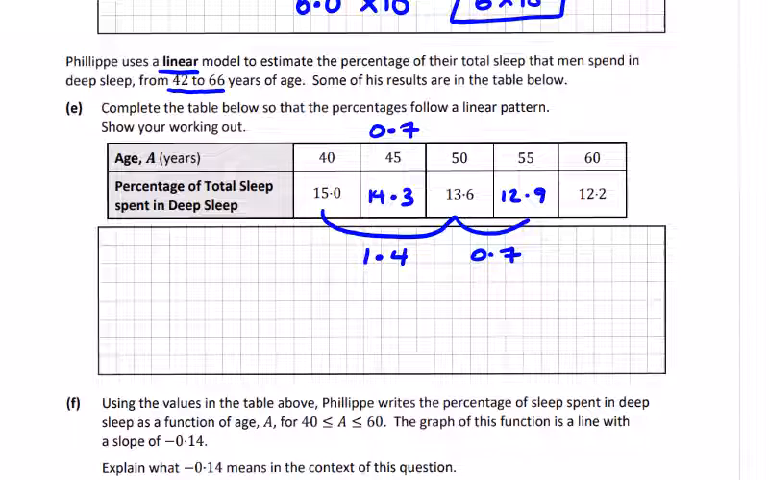And then in F, we're asked to use the values in the table. Using the values, Philippe writes the percentage of sleep spent in deep sleep, this is a bit of a tongue twister, as a function of age, for the age being between 40 and 60. The graph of this function is a line with a slope of minus 0.14. Explain what this 0.14 means in the context of the question.